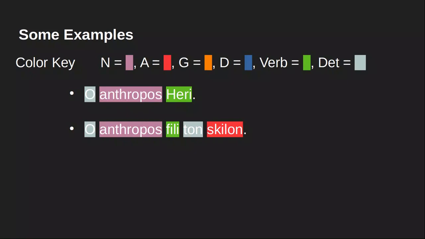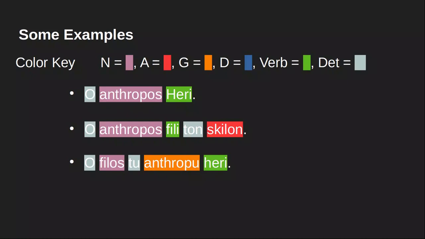Skilon is another one of these nouns that declines like anthropos. And so to turn skilos, the nominative, the dog, into, for example, if we wanted to say the dog loves the man, it would be o skilos phili ton anthropon. So we just take that S off and we add on the N.